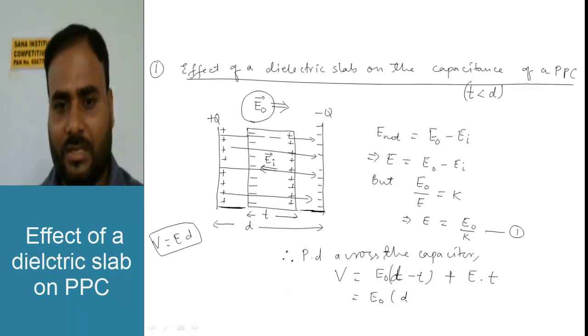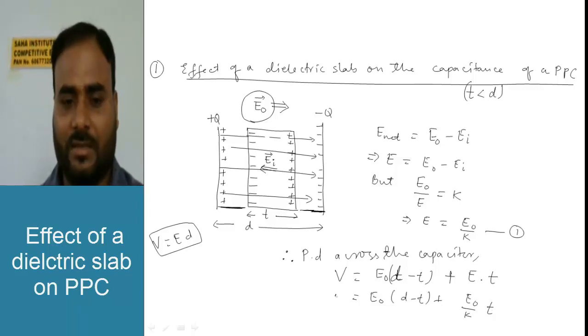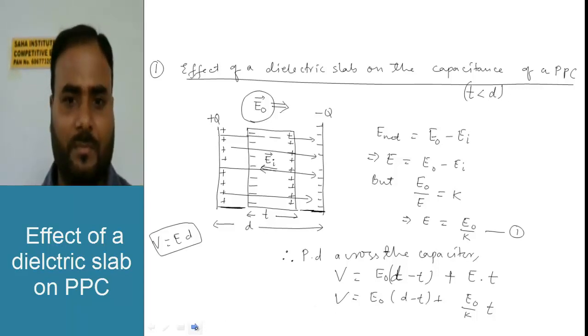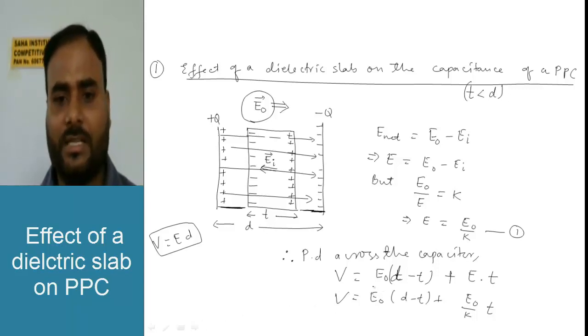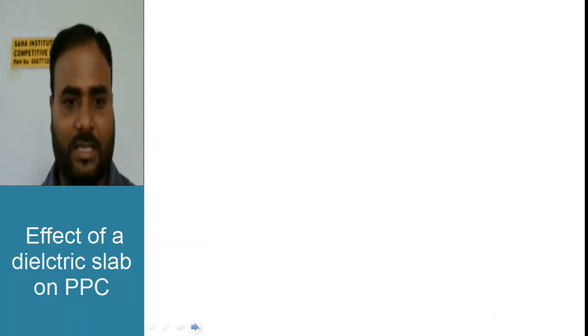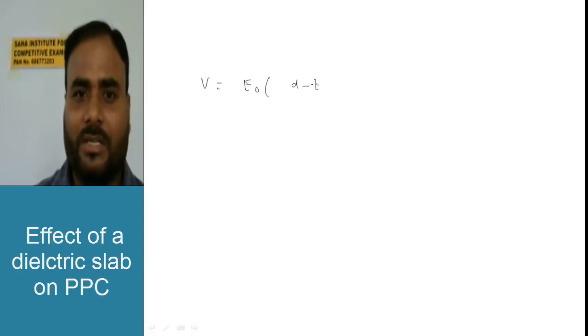Okay, so I'll just rewrite this. Plus what is E? We know that it's E naught over K times T, and this is V. Now we can take E naught common from here and then rearrange it. So when I take E naught common, I will get D minus T plus T over K.